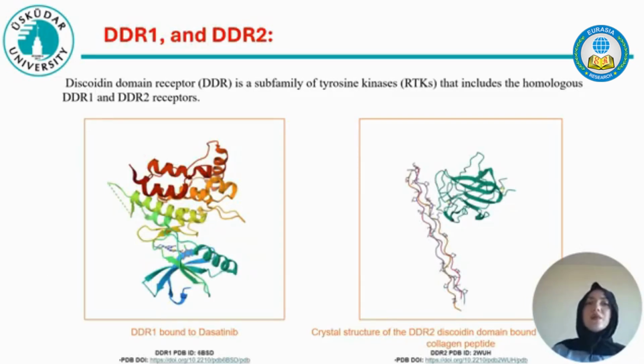So we have two types of DDR proteins, and we can see the figures of their 3D structures here in the slide. We obtained these figures from the PDB database. Their function can be named, in short, as their involvement in cellular proliferation, differentiation, and matrix remodeling, as they bind to collagen and get activated by it. So the collagen binding site in these proteins is very important for the activation and function of the protein, of course.